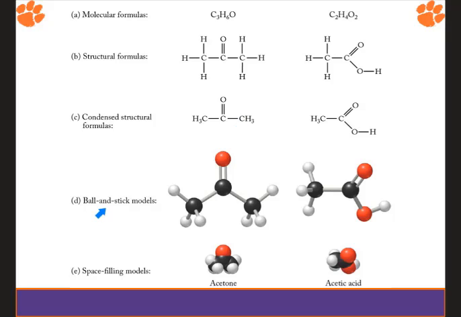The next one is the ball and stick model, where again it uses those spheres: black for carbon, red for oxygen, white for hydrogen. So this shows, again, not only how it's bonded, but it starts to represent it in three-dimensional space. Because remember, just because you can draw it flat doesn't mean it's a flat molecule. These are actually three-dimensional molecules, so they have some dimension to them.